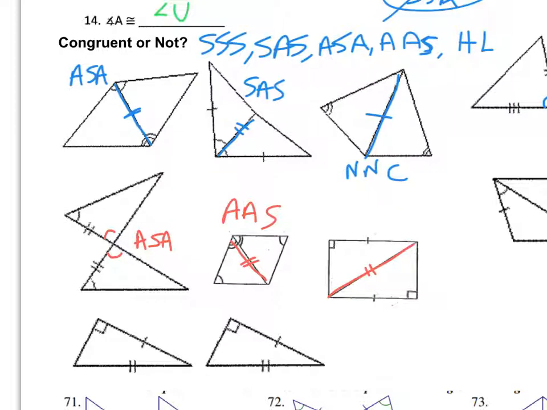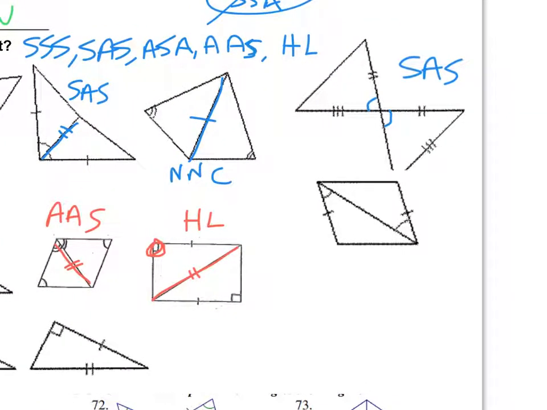I have a right triangle because of that right angle, and this is going to be HL. Usually it would be SSA, but HL is a special situation where they are congruent, and that has to do with the Pythagorean theorem. Put your congruent side, and now I have side, angle, side.